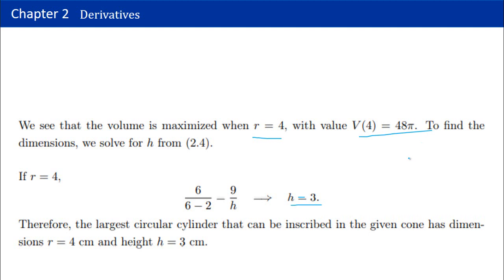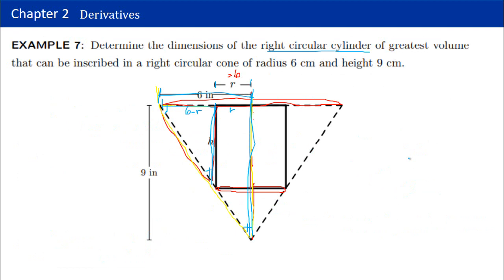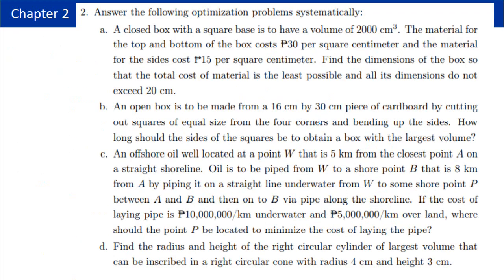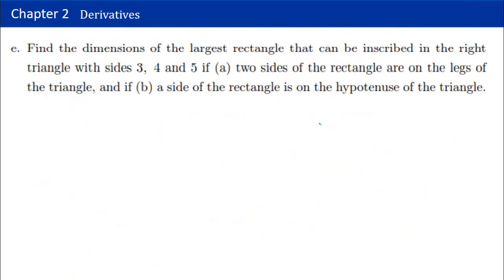The largest circular cylinder that can be inscribed in the given cone has dimensions r equals 4 and height equals 3 cm. That is what can fit in our cone. So the height is 3 and the radius is 4, to fit it in the cone with the maximum volume of our circular cylinder. That's the power of algebra. Thank you so much, and you can have this practice. So that's the end, guys.